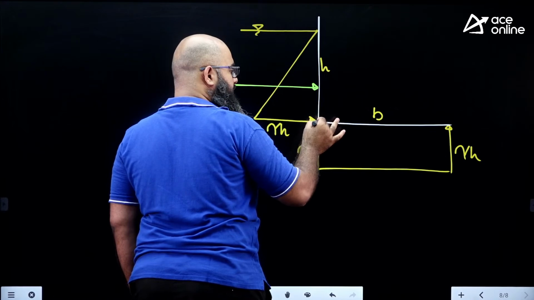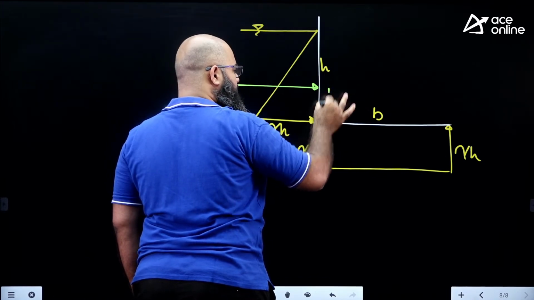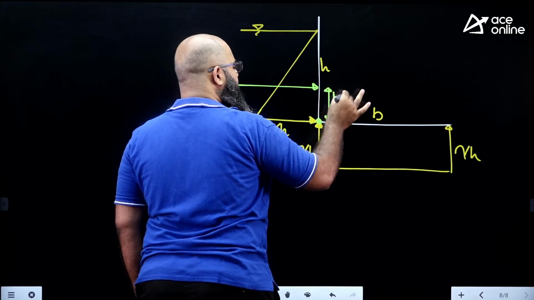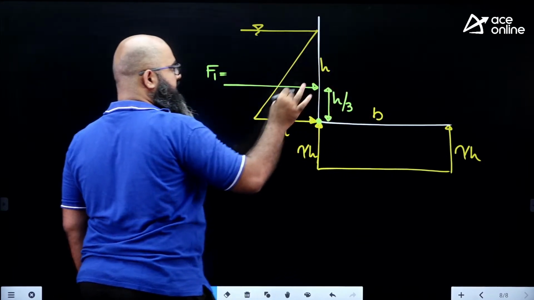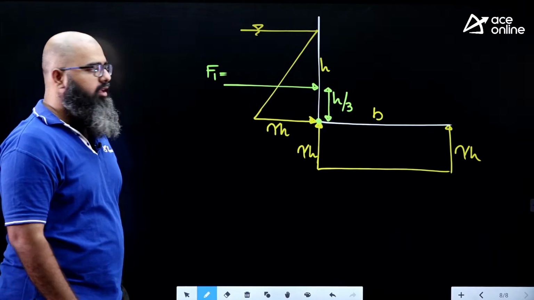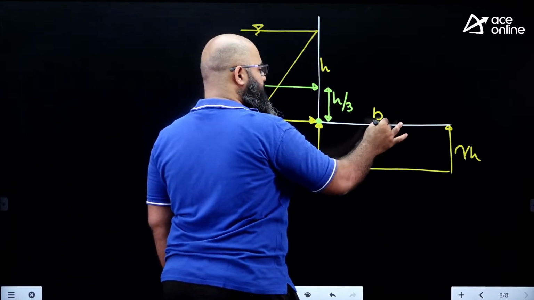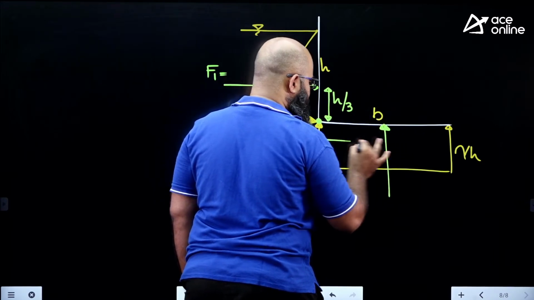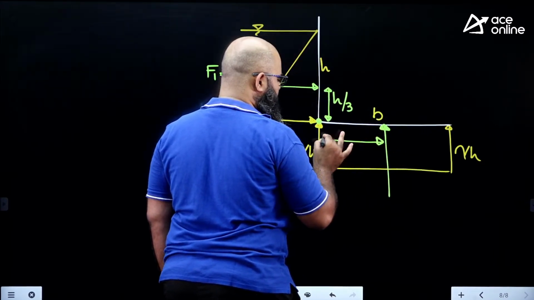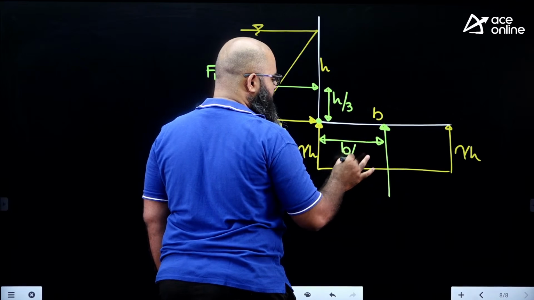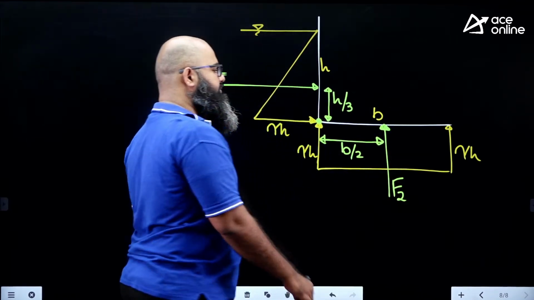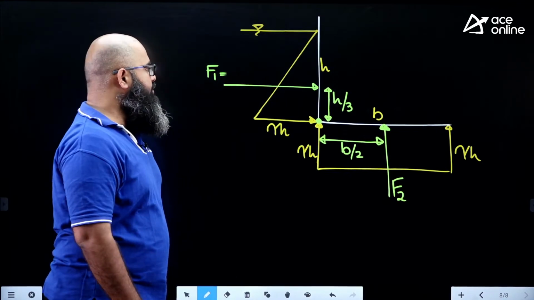And we know very well that with respect to this particular point, the force is supposed to act at a distance of how much? At a distance of h by 3. Again, the reason being you are having a triangular kind of loading. And over here, let us say you are having a force acting exactly at the center, at a distance of b by 2. This distance over here is b by 2. This force over here is the F2 force.